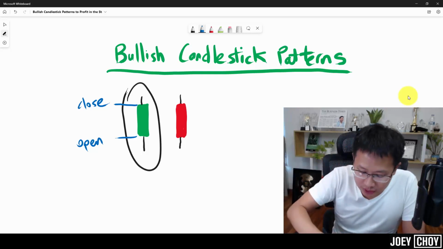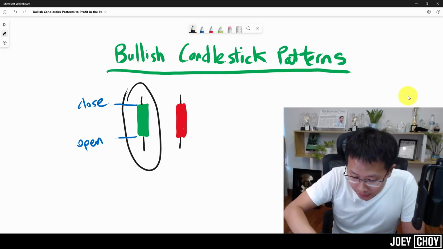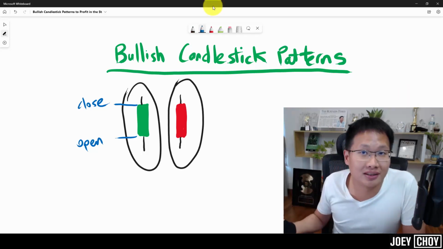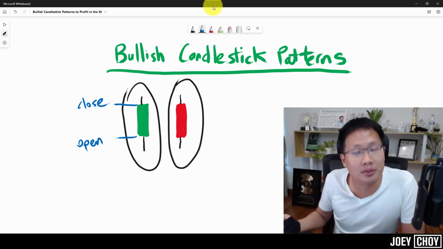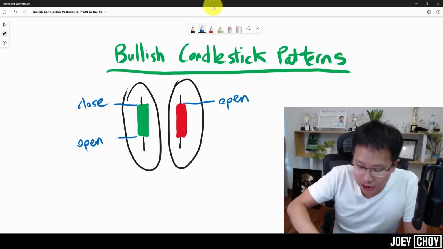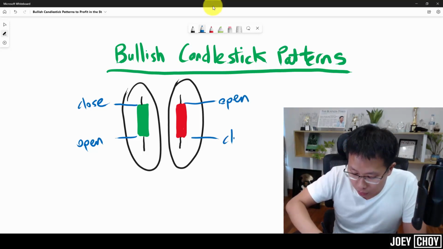So on the right, we have what we call the red bar. Red bar right here. So why is it red in color this time? Well, it's red because it opens higher and it closes lower.